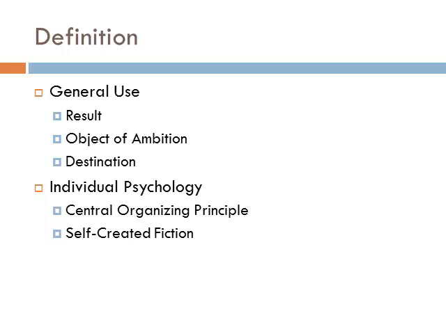The goal is the central organizing principle of the personality in individual psychology. It is a self-created fiction or narrative worldview formed early in life that shapes the apperceptive schema of the person. Now let's see how the Working Alliance inventory defines goal.